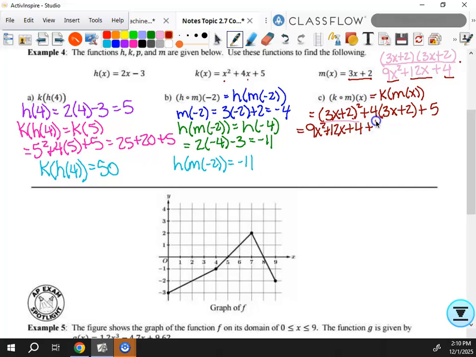Then we have to distribute correctly. Plus 12x plus 8 plus 5. So that k of m of x equals 9x squared plus 24x plus 17. What questions do you have? Anything? Algebra, algebra, algebra. We have to be good at those things. We cannot keep making the same mistakes over and over again. All right, any questions? Okie dokie.